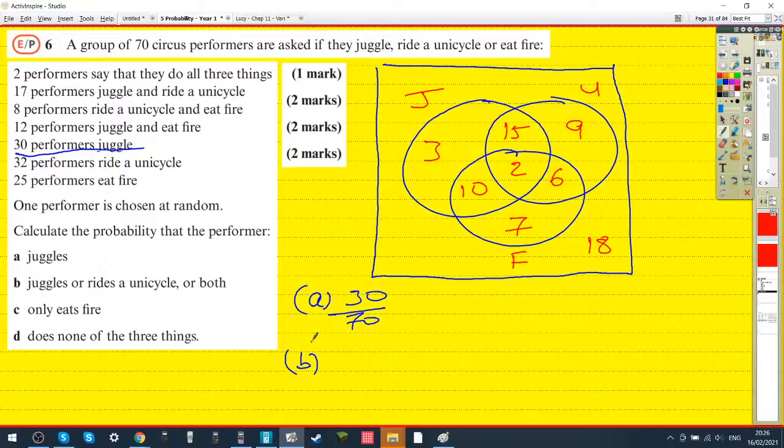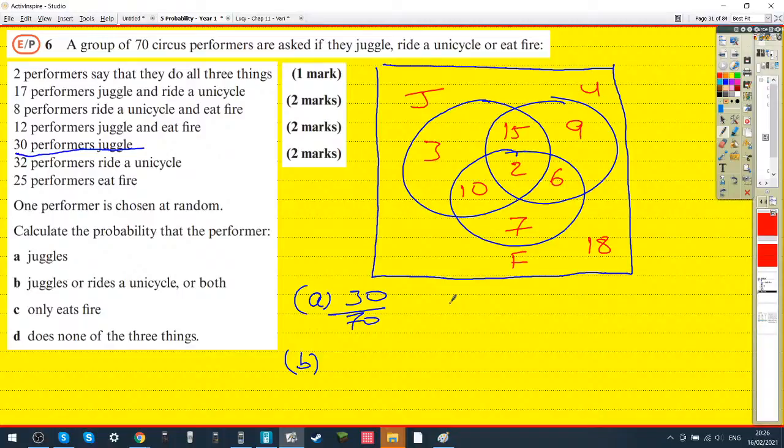Ride a unicycle or both is... which would it be? 9 add 15 add 3. Do these 2 people here juggle or ride a unicycle or both? Yes. Okay, so it'd be 29 out of 70. Do these 10 people here juggle or ride a unicycle or both? Oh yeah, they do. So it's all of them except the 7.